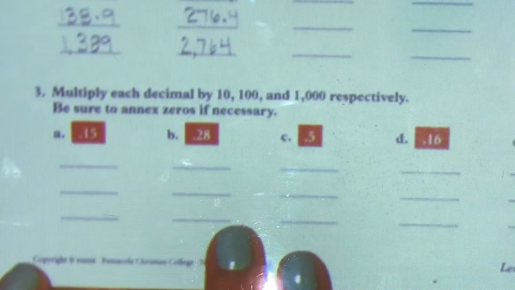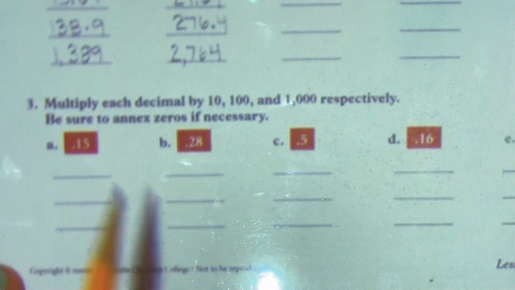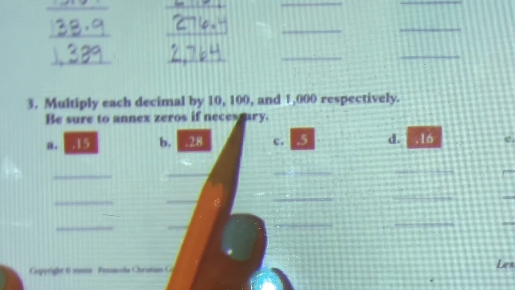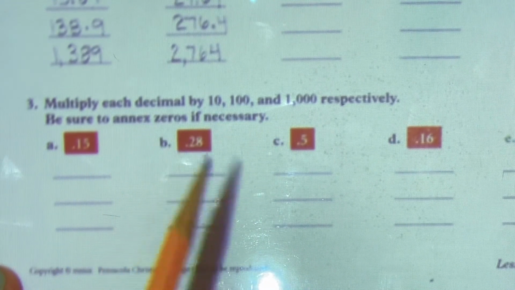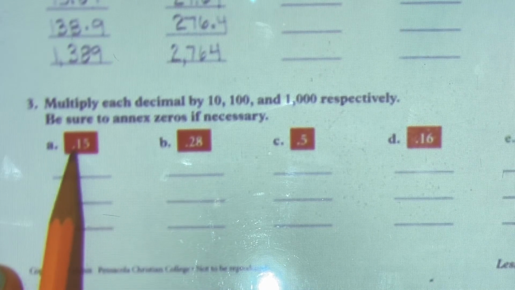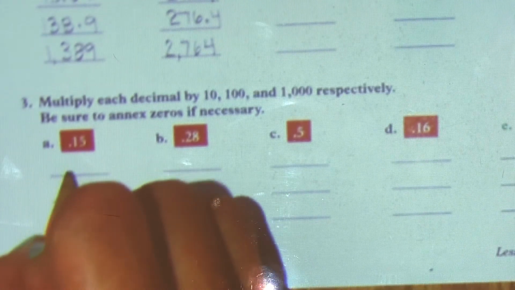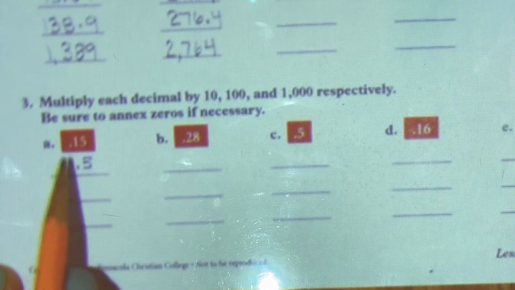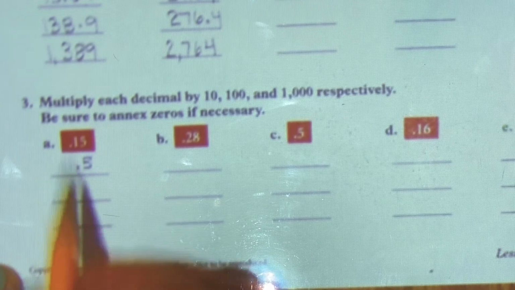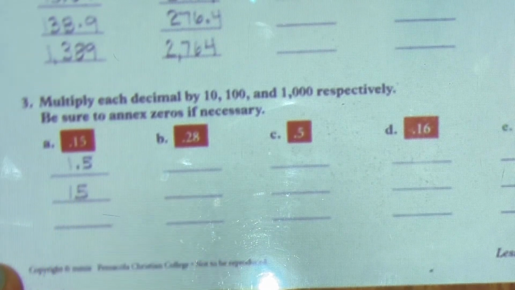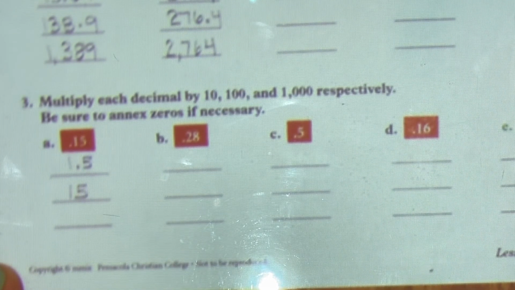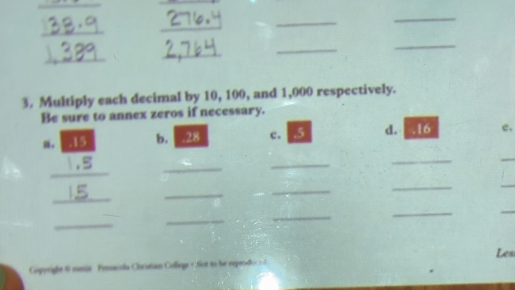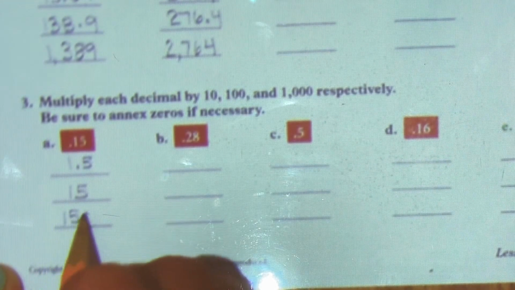Let's look at the last one. The last one says, multiply each decimal by 10, 100, and 1,000. Be sure to add zeros if necessary. So if I'm multiplying 0.15 by 10, it means that I'm moving the decimal point 1 place to the right. So that's going to be 1.5. 0.15 times 100, that means that I'm moving the decimal point 2 places to the right. So that gives me 15. And 0.15 times 1,000, I move the decimal point 3 places to the right, and the number becomes 150.